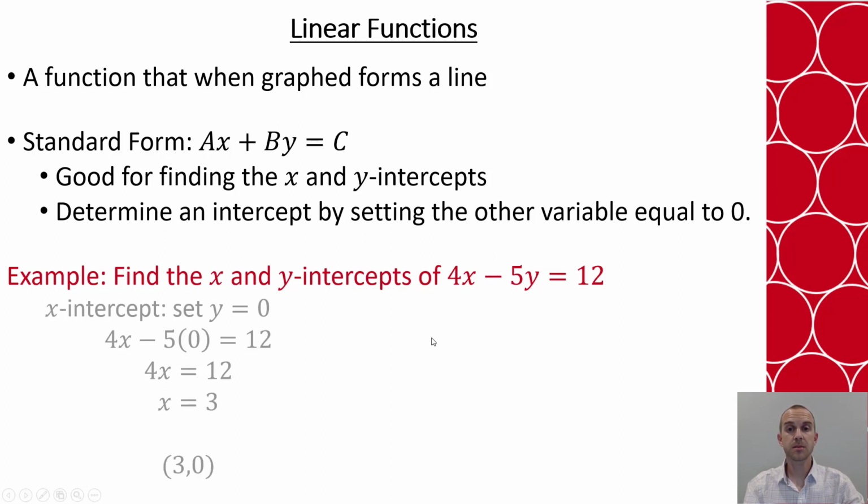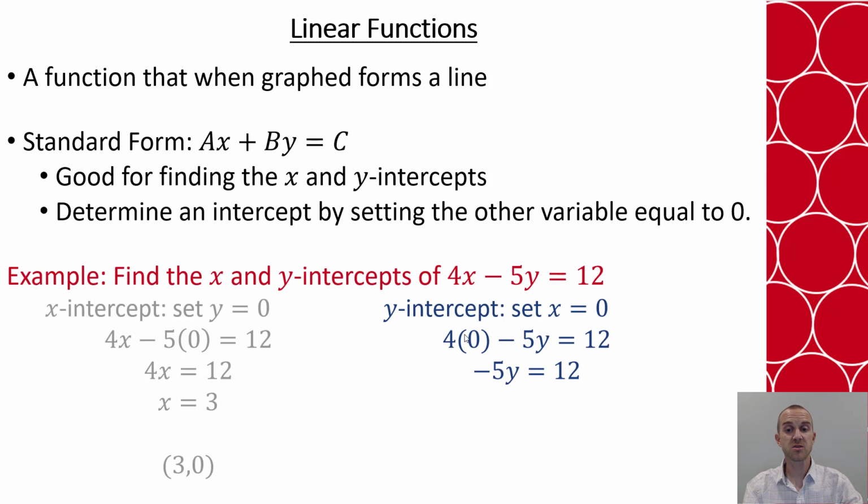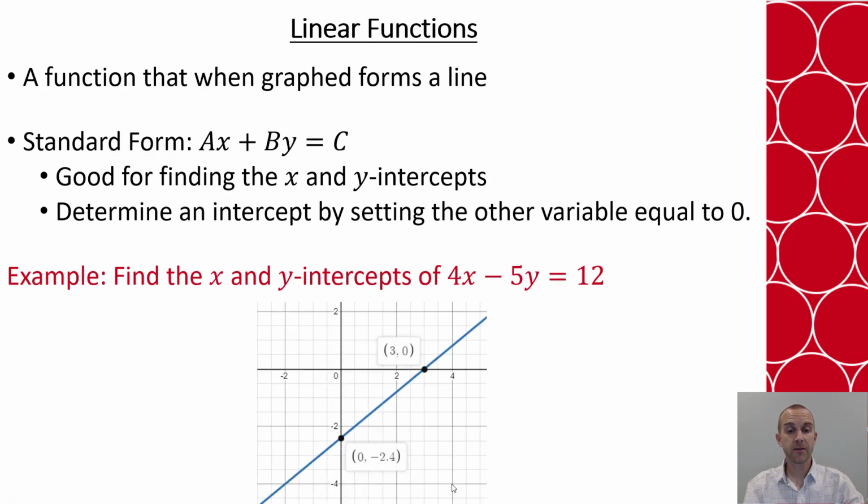To do the y-intercept, we will now set x equal to 0. So that becomes 4 times 0 minus 5y equals 12. This term again becomes 0, leaving us with negative 5y equals 12, or y equaling negative 2 2/5. So that ordered pair would be the x value of 0 and the y value of negative 2 2/5, and that's where it crosses the y-axis. If I graphed, I could see these 2 points specifically, at (0, negative 2 2/5) and at (3, 0).